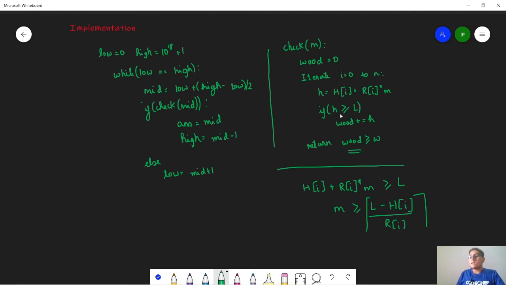Another thing is that instead of directly adding h to our wood, we can first add h[i] and then we can add r[i] star m, so that the variable wood does not overflow. And as soon as the wood is greater than or equal to W, we can return this from the if condition directly.